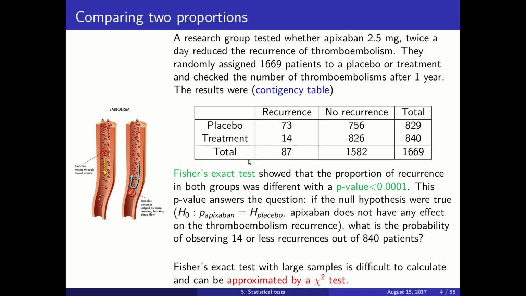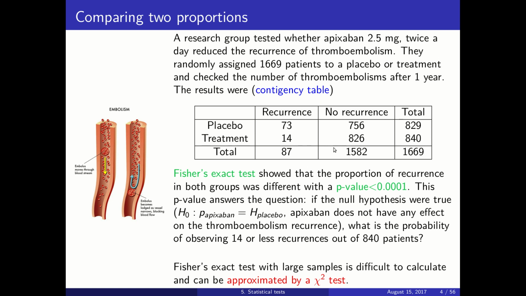So we have these two groups, the one having placebo, the one having treatment. We follow these people for a year, and then we count how many of these people had a recurrence of the thromboembolism. And for the placebo group, we have these numbers. So 73 had a recurrence, 756 didn't have a recurrence, and for the treatment 14 and 826.